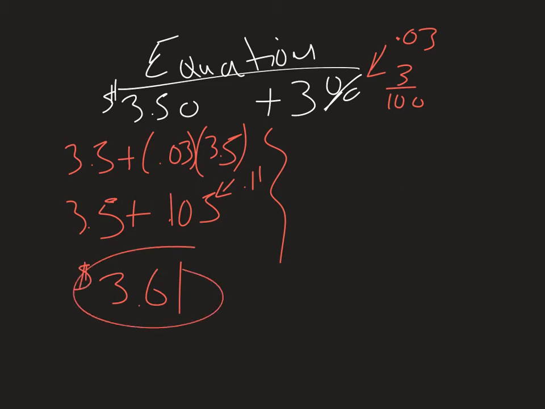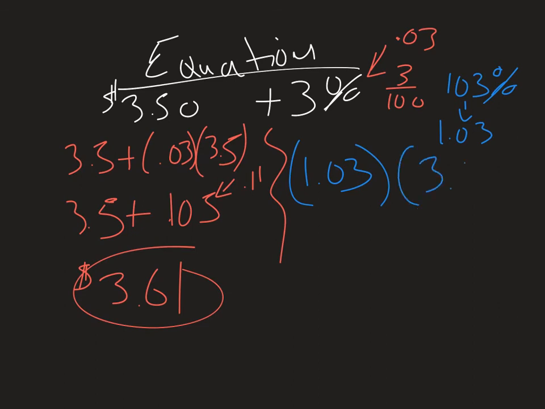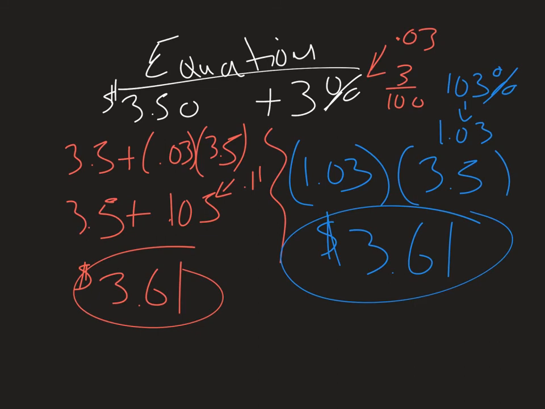Now another route here is I can look at this and think, okay, if I'm adding 3% to this, technically that would mean that it's 103% of the original price. I'm paying a little bit more. So I can convert this into a decimal as 1.03. So I'm going to take 1.03, 103% of the 3.5. And if I go that route, I will also get $3.61. Just another way of doing the same thing. And the idea is we're using expressions or equations. We're trying to set up kind of a numeric representation of what's going on here.